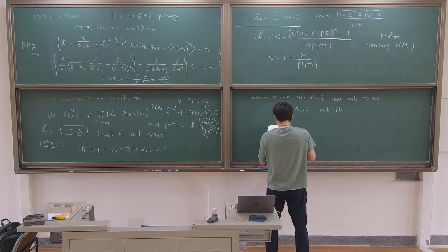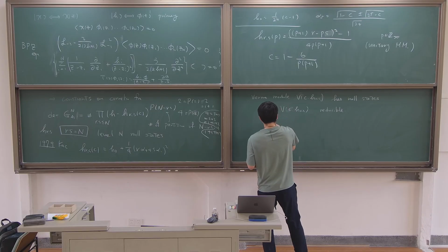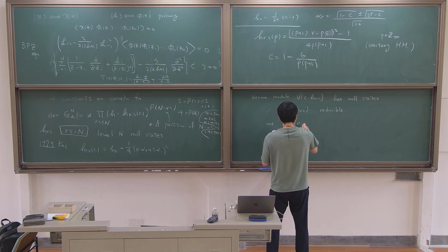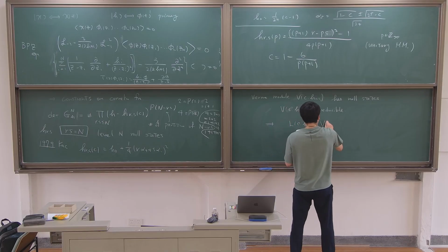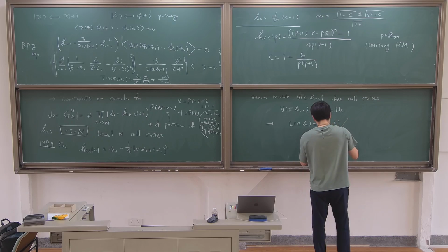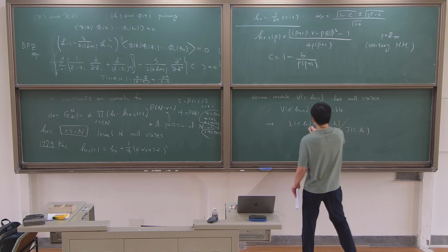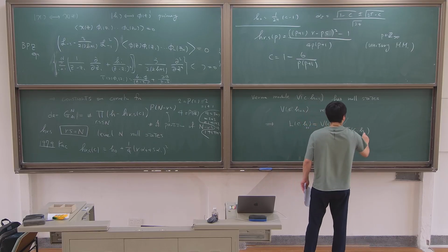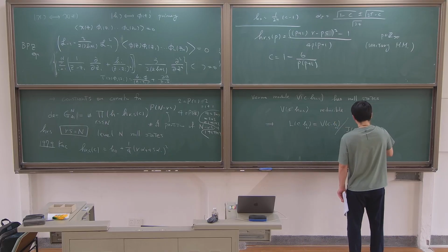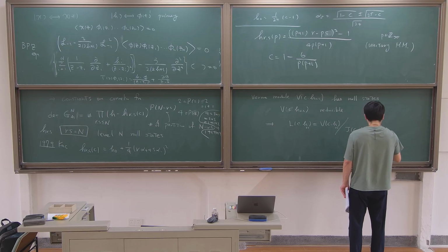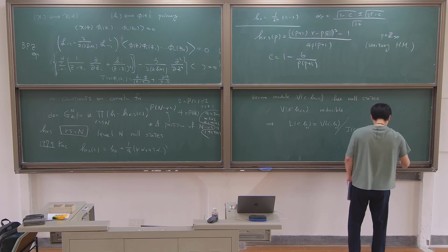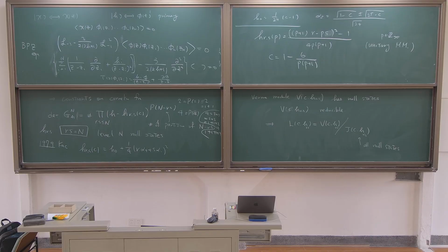So to get the irreducible representation, it can be obtained by just taking the quotient of the module and throwing away all the null states, which is C, H. I just suppress RS. And this guy is the all null state. Okay, so that's the case.